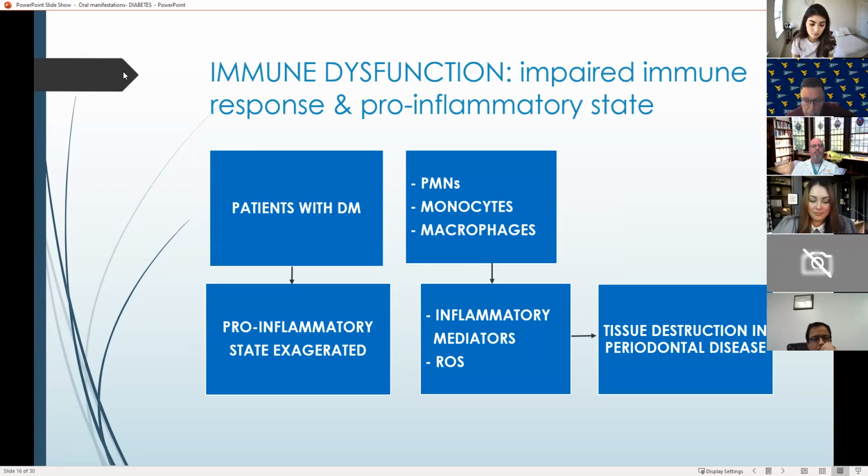Finally, in terms of immune dysfunction, periodontitis is a chronic disease characterized by an abnormal inflammatory host response to the biofilm. However, in patients with diabetes, this pro-inflammatory state seems to be even more exaggerated. Polymorphonuclear neutrophils, but also monocytes and macrophages, produce more inflammatory mediators and ROS, which could contribute to tissue destruction in periodontal diseases.